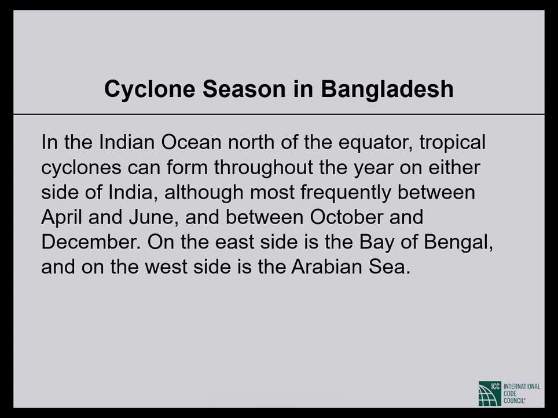So this is before the beginning of the hurricane season here, and between October and December, this is pretty much after the end of the hurricane season here in the US. So between April and June and between October and December. On the east side of India is obviously the Bay of Bengal. The cyclones in the Bay of Bengal are the ones that concern us. On the west side of India is the Arabian Sea, and that is also subject to cyclones, which obviously do not affect Bangladesh.